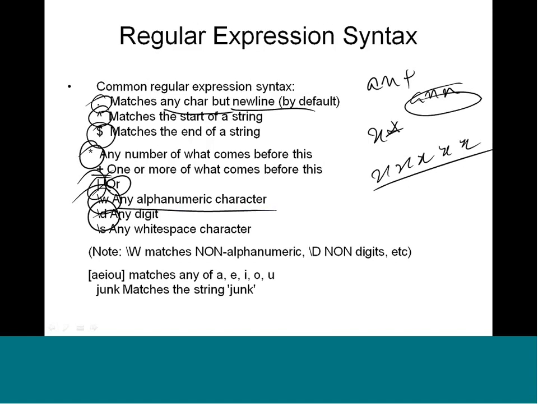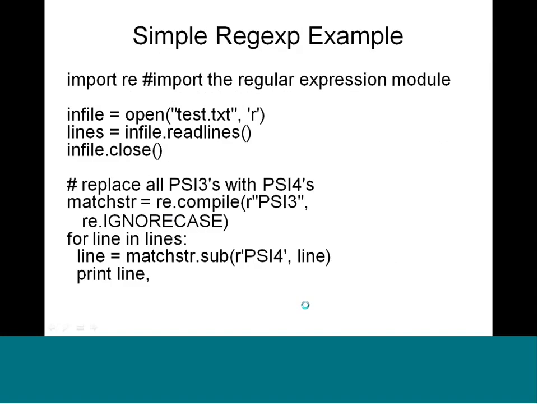And then if you specify it in square brackets, basically A, E, I, O, U, it matches any of A, E, I, O, or U. So any of those letters it can match. But if you don't specify the square brackets, it exactly matches that string, which is junk.